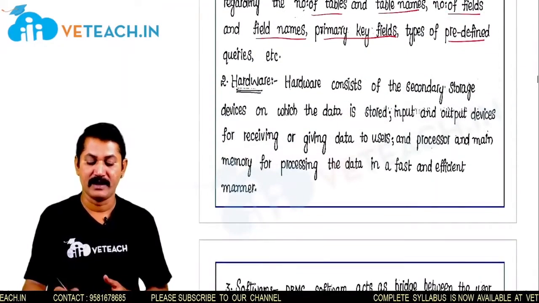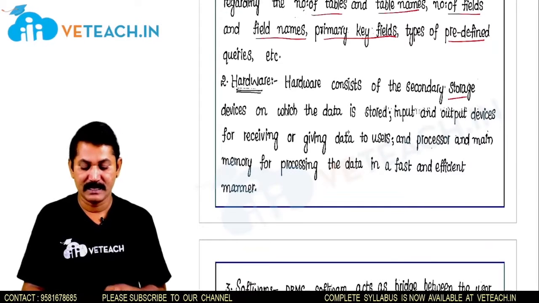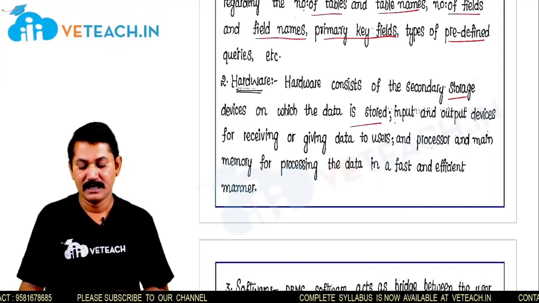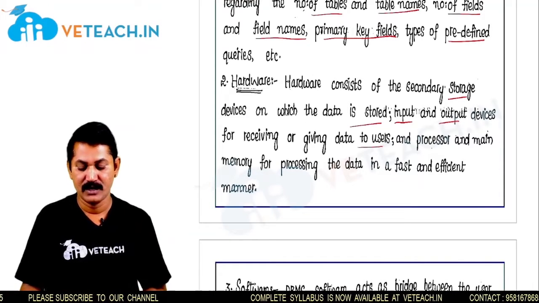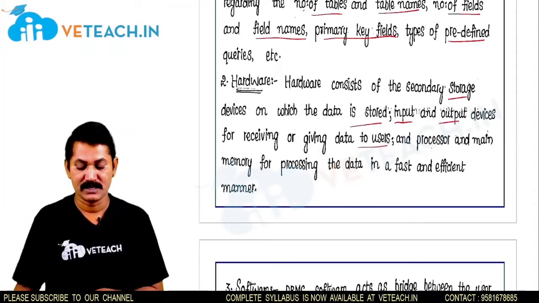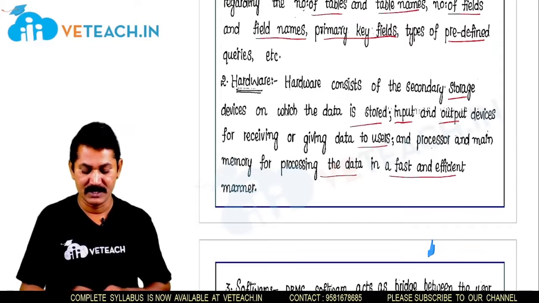While coming to the hardware, it consists of secondary storage device on which the data is stored, and here the input and output devices for receiving and giving the data to the users. Next one is the processor and main memory for processing the data in a fast and efficient manner.